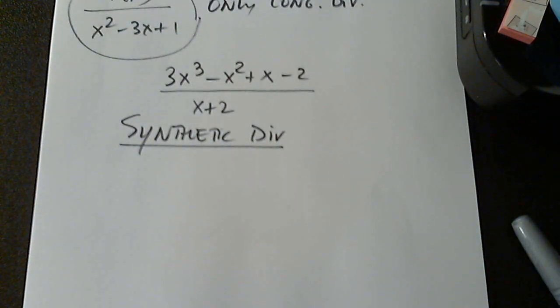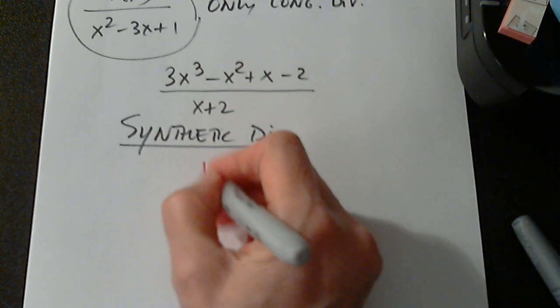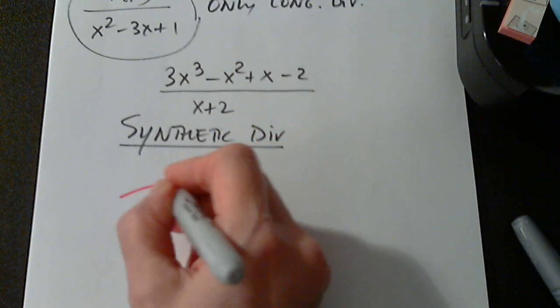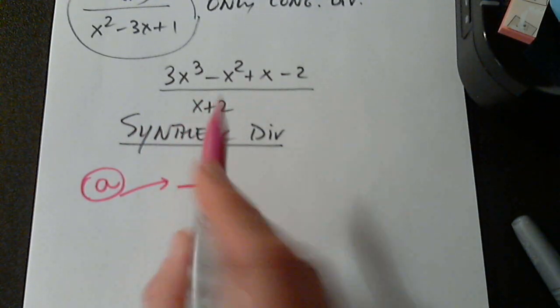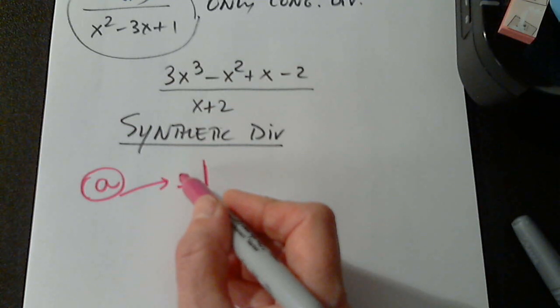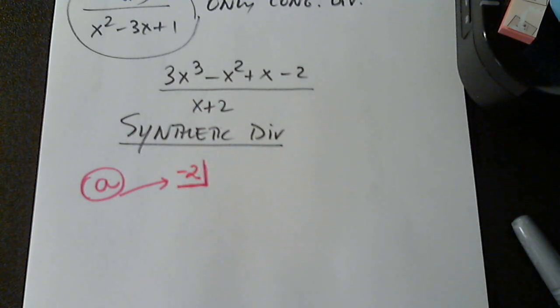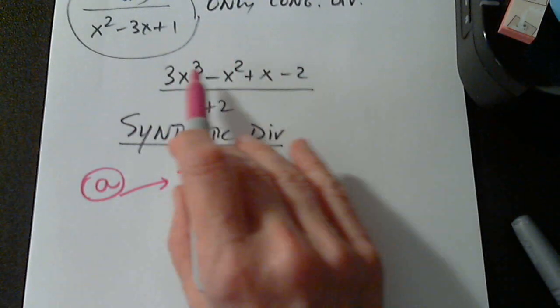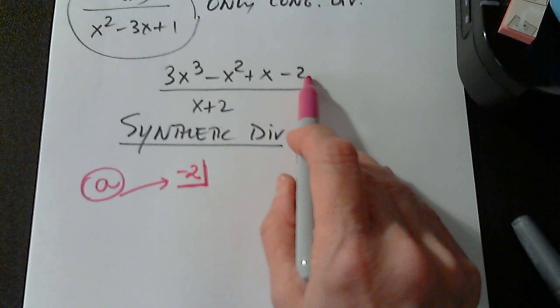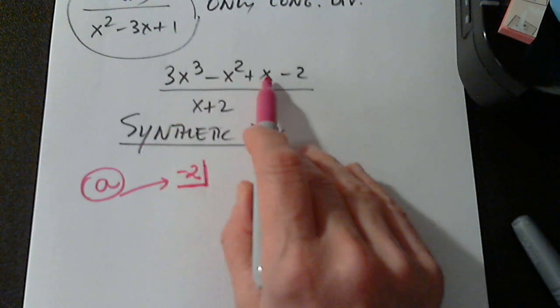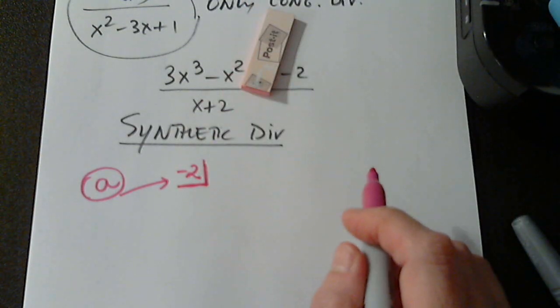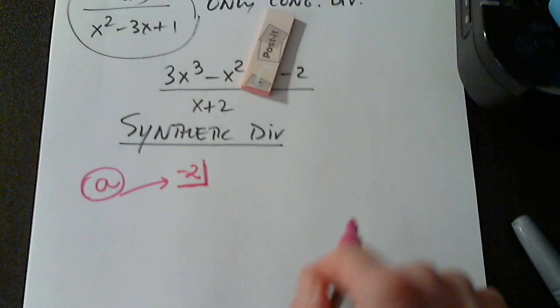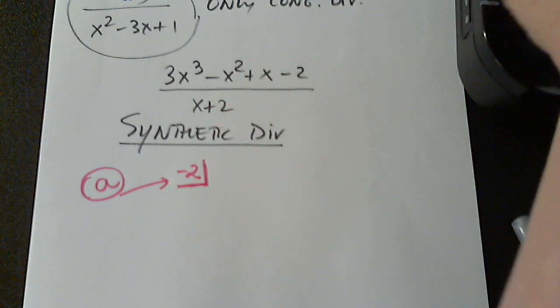For synthetic division, we create a little box, and in this box we have to put a. Because it's x plus 2, a is how much? Negative 2. Excellent. All these are in descending order: degree 3, degree 2, degree 1, and degree 0. I only copy the coefficients. If one is missing, I have to copy 0. In this example, no term is missing.